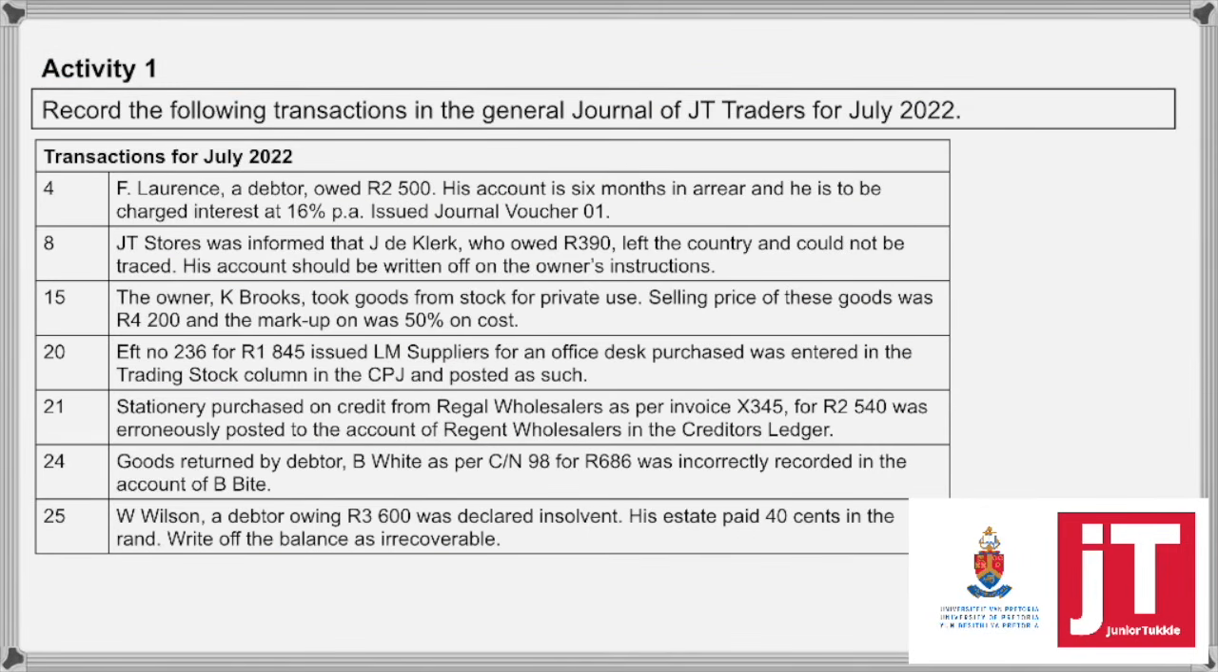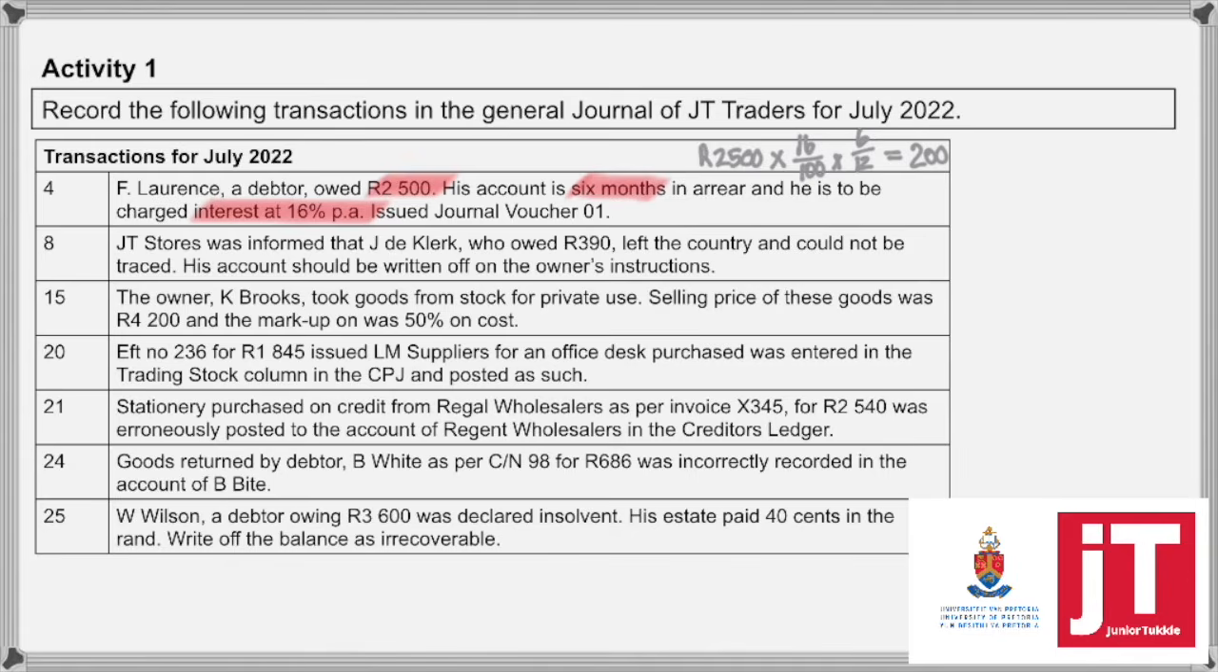So, activity number 1. They ask us to record the transactions in the General Journal of JT Traders for July 2022. So, transaction day 4, F. Lawrence, a debtor, owed 2,500 rand, but his account is 6 months in arrears, and we charge him 16% per annum interest. So if we charge interest per annum but for 6 months, our calculation is 2,500 rand times 16% for 6 months. So we're going to charge 200 rand interest.